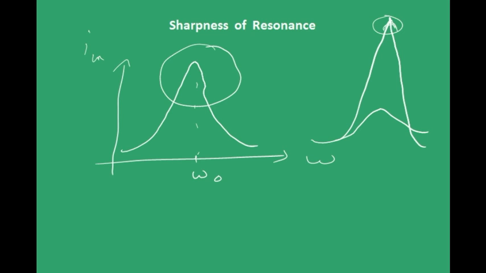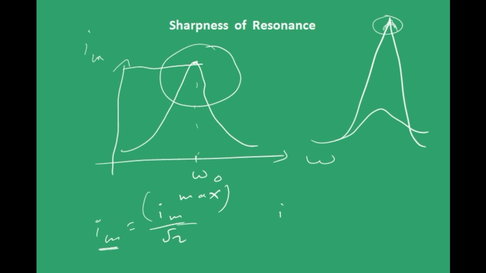See, my Im will be maximum at omega naught. I have to find an omega where my Im will be 1 by root 2 times the maximum possible Im. I mean, this is Im max, right? I want an omega where my Im will be 1 by root 2 times this maximum possible value of Im. Now, why am I interested in this? Observe this. If my Im is 1 by root 2 times the maximum possible value of Im, then what will my power be there?